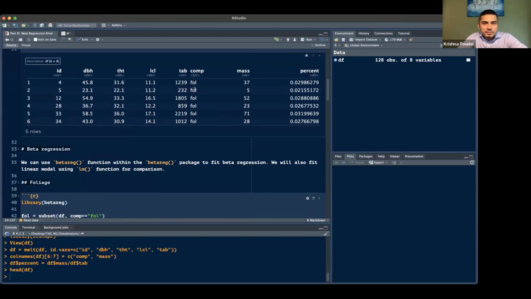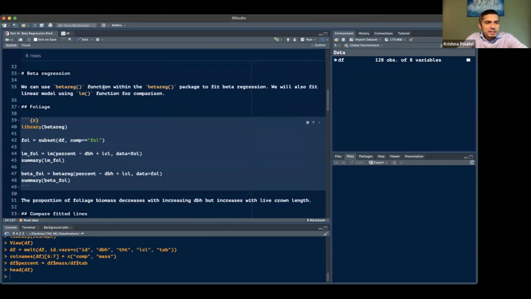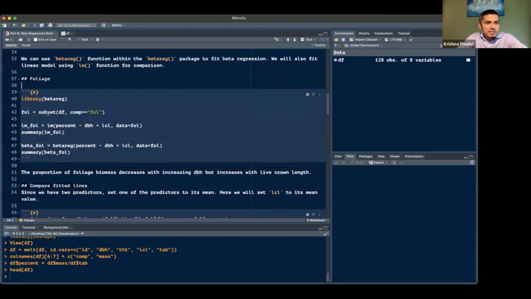And now we have component foliage for all the trees, and mass is the actual mass, but this is the percentage. So for example, for tree number 4, there is only 2.9% foliage biomass, and so on. And then the next step is simply using the betareg function, same as what we did with the lm function, okay?